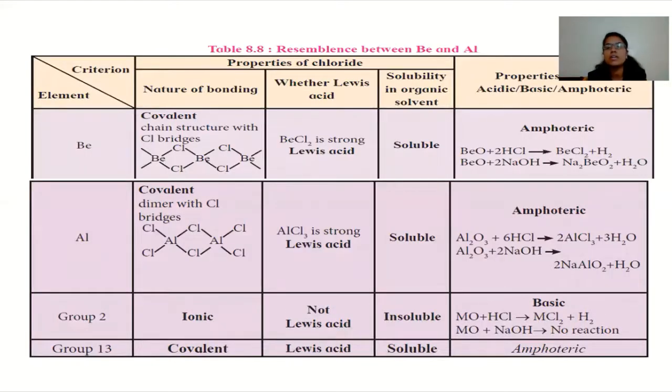Next, the diagonal relationship between beryllium and aluminum. There are similarities between beryllium and aluminum. That is, beryllium forms a covalent bond like aluminum, while other group 2 elements form ionic bonds and group 13 elements form covalent bonds. Also, they form Lewis acids like group 13 elements, while in group 2 there is no Lewis acid. So these are the properties that beryllium and aluminum share, which is why we say they are similar and have a diagonal relationship.